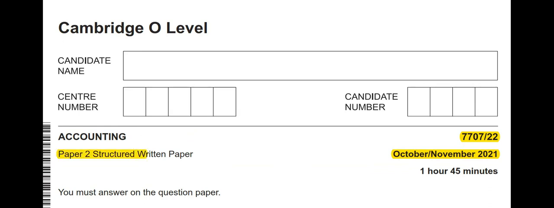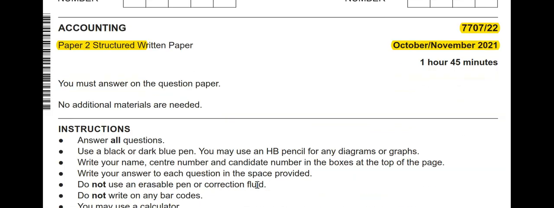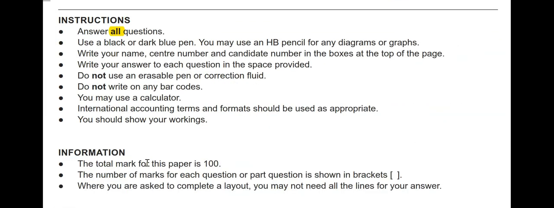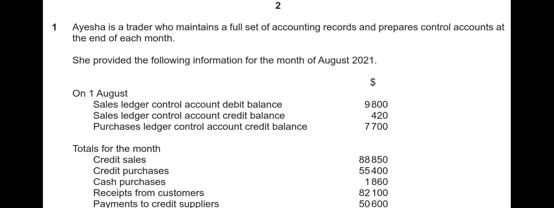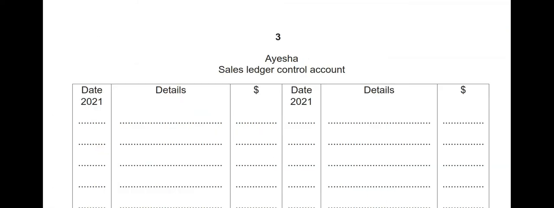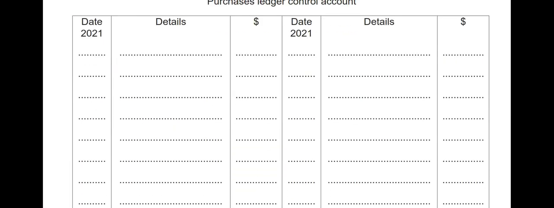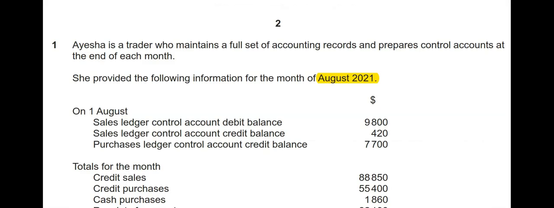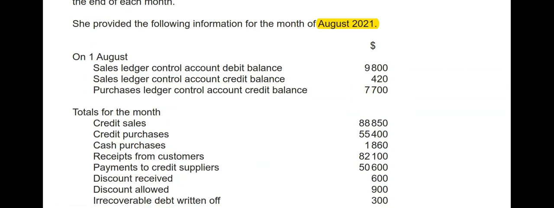This is 770722. Now remember, in this paper you have to answer all the questions, and now starting off with question 1. So question 1 is stating that Aisha is a trader who maintains a full set of accounting records and prepares control accounts at the end of each month. So this is August 2021. They have given you a format for sales ledger and purchase ledger control account. So these are the two that we need to prepare.